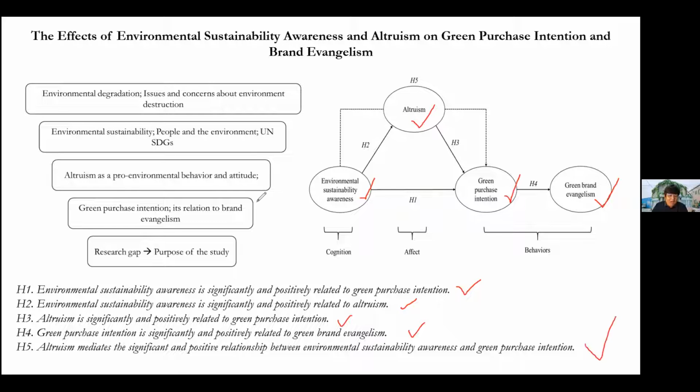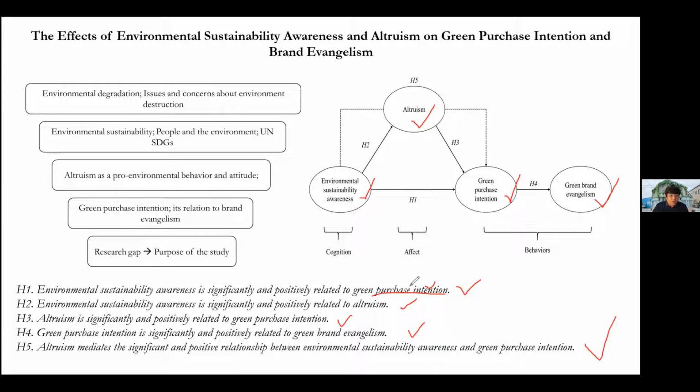Ibig sabihin, if we have 5 hypotheses such as this, like for example, in our hypothesis 1, we want to test whether environmental sustainability is significantly and positively related to green purchase intention. So here we want to test whether meron bang relation yung environmental sustainability ng mga respondents to their green purchase intention. So you need to justify that hypothesis in the literature review section.